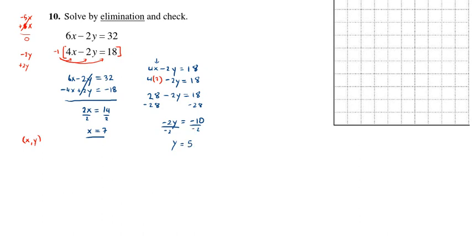So now we have our two values to form our solution. The solution is the point 7,5. If we were to graph these equations, the lines will intersect at the point 7,5. So one more time for this, I will leave the check for you to do. Again, remember that you have to check with both equations.